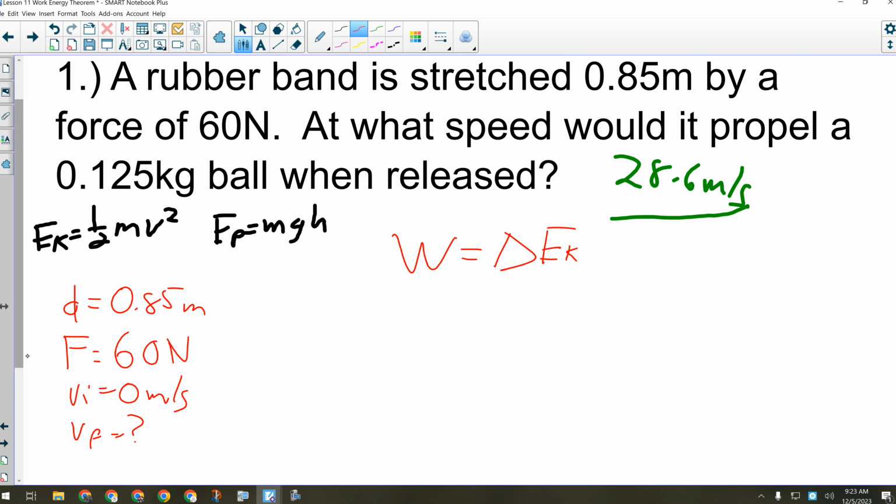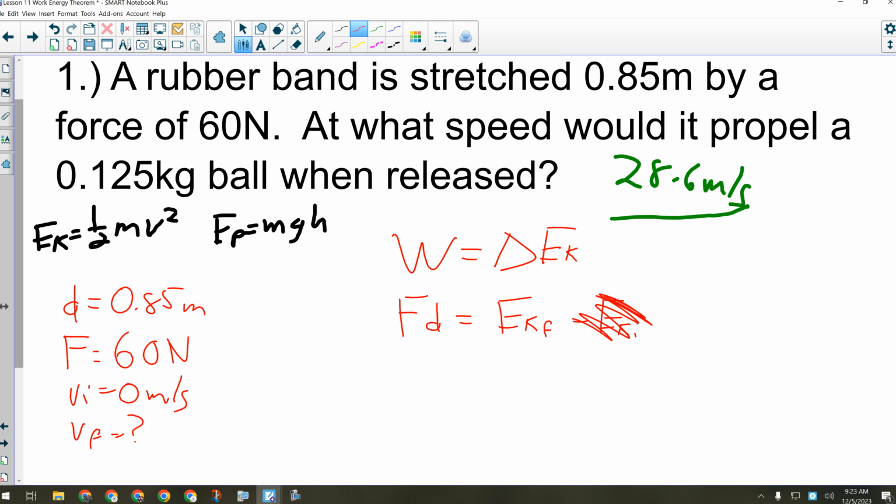I already wrote down that work is a change in kinetic energy. What's another way to calculate work? Force times distance, and I have those two numbers. How do I calculate change in anything? Delta always means something minus something: final minus initial. So that would mean the final kinetic energy minus the initial kinetic energy. We just said the ball was initially not moving, so what's its initial kinetic energy? 0. So I can eliminate that right now.